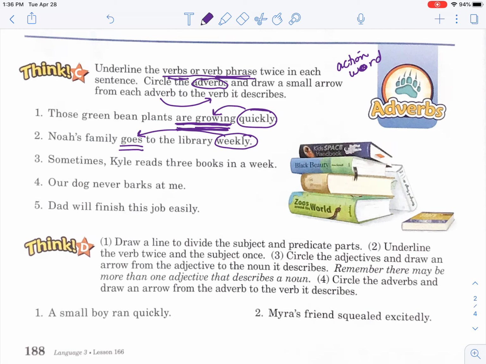What does Kyle do? Kyle reads. There's his action. And how often does Kyle read? Sometimes. Sometimes he reads three books in a week. How often does he read three books in a week? Sometimes. That's actually a lot of reading.